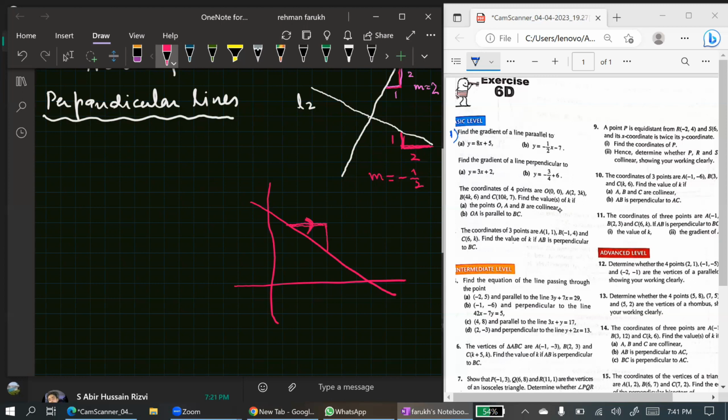We moved towards the right side. Suppose the value of x was 1 here, then at this point the value of x is 2, 3, 4. Here the value of y is 1, 2, 3, 4, and at this point the value of y is 2. This point is (1, 4), and this point is (4, 2). The value of x has increased from 1 to 4, while the value of y has decreased from 4 to 2.